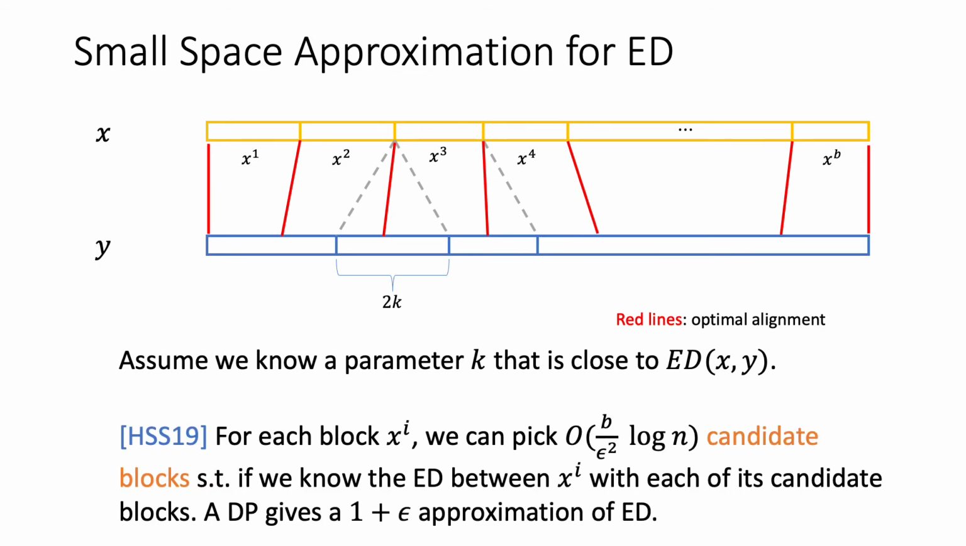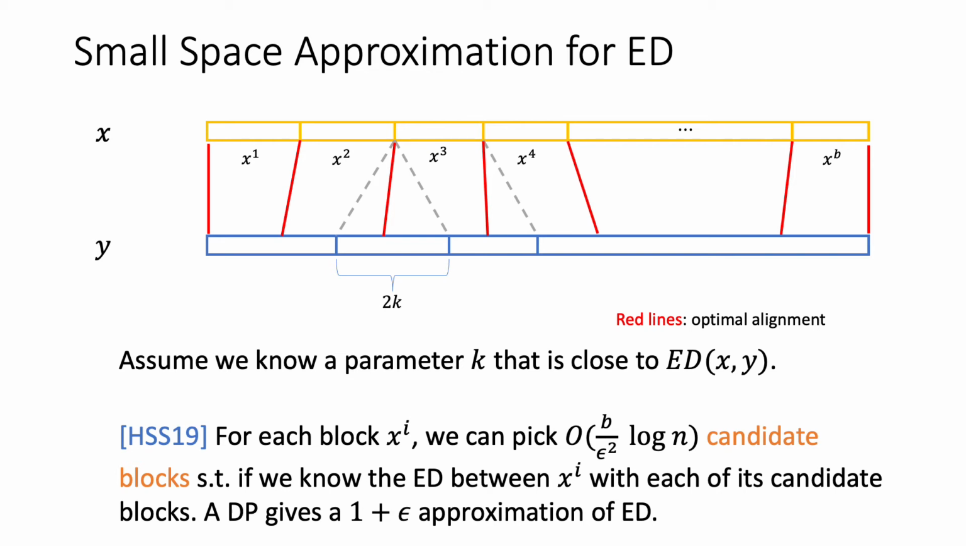Given such a parameter k, we know that in the optimal alignment, every symbol in x is matched to some position in y that is at most k from its position in x. This observation allows us to design the following algorithm that was proposed by Hajiaghayi, Seddighin, and Chen in a 2019 paper.